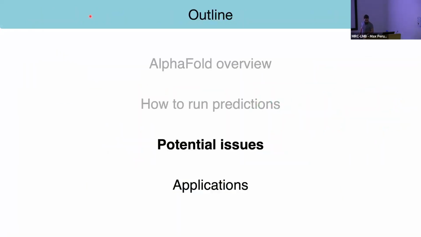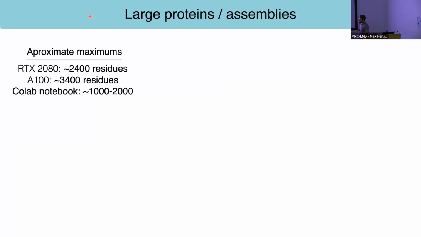Okay. All right, so let's talk about some caveats and some potential issues. One of the main things that people run into is that they want to predict very large things, and they run out of memory, there's not enough computational power, and it takes forever. Just to give you an idea, on the GPUs that we have, you can get around 3,000 total residues. And on the notebooks, it's of course less.